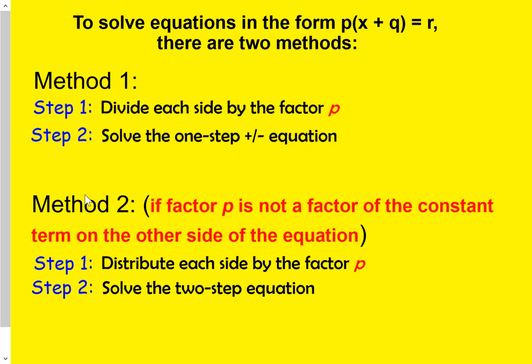Method 2 is really for if the factor p is not a factor of the constant term on the other side of the equation. So basically it means that if r is not easily divisible by p, you're going to follow method 2. And method 2 just basically states this is a distribution format, so you actually can distribute the factor p to everything on the inside of the parentheses and then solve the two-step equation.